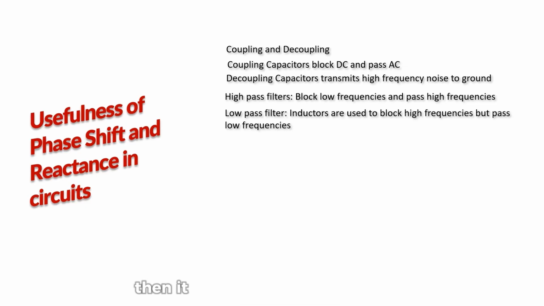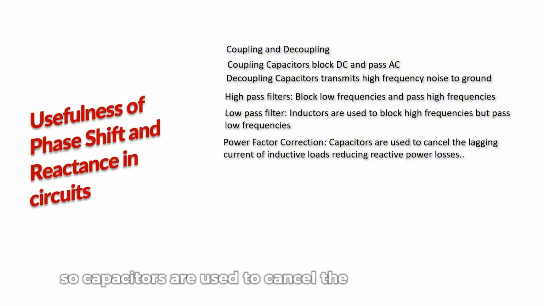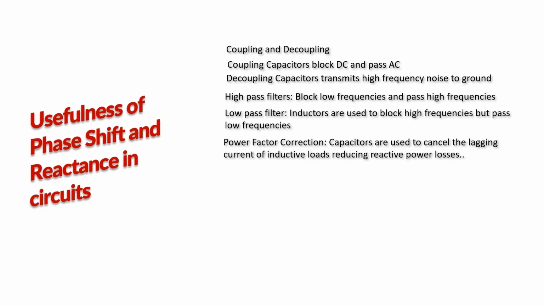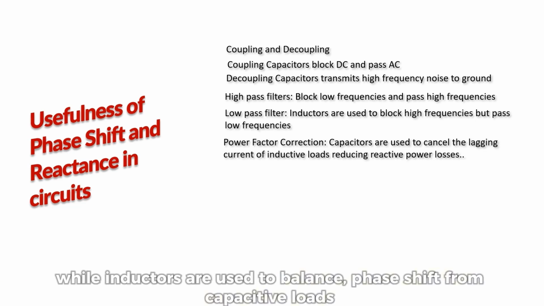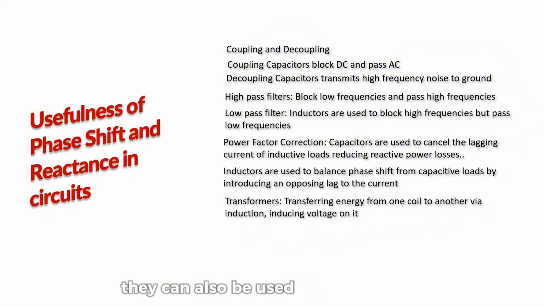Then it also helps them to be used in power factor correction. So capacitors are used to cancel the lagging current of inductive loads, reducing reactive power losses, while inductors are used to balance phase shift from capacitive loads by introducing an opposing lag to the current. They can also be used in transformers, transferring energy from one coil to another via induction, inducing voltage on it.